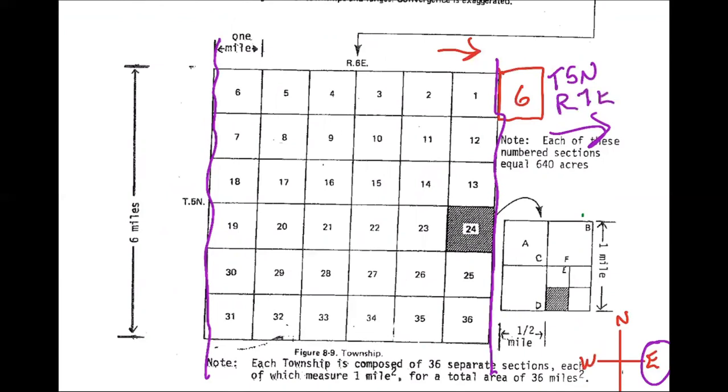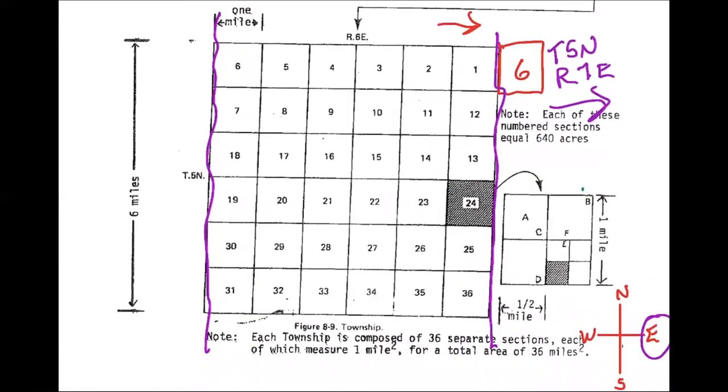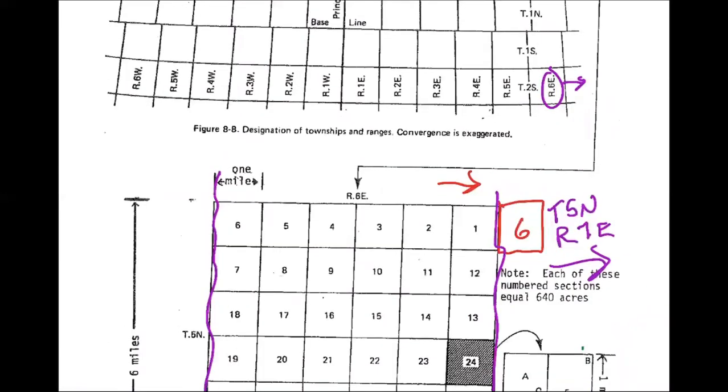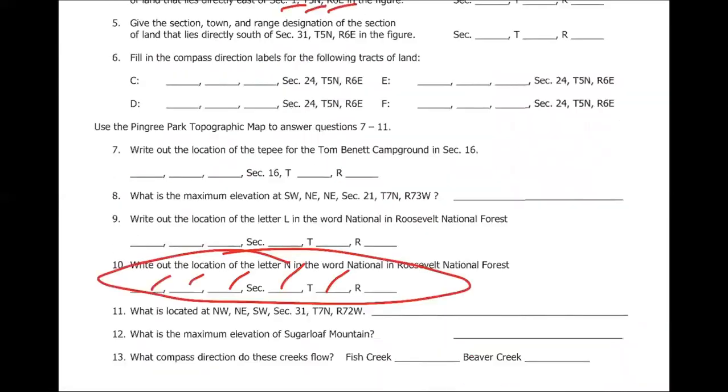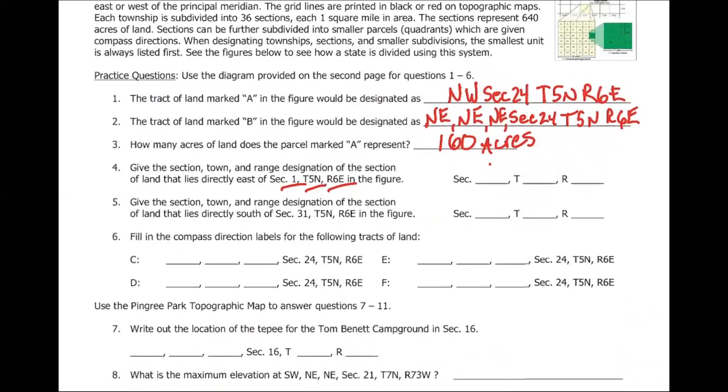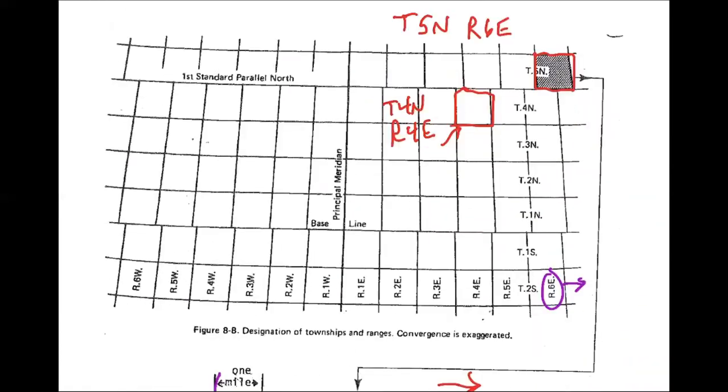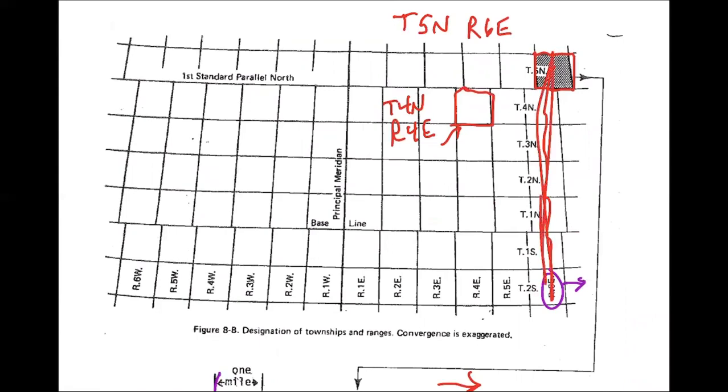So that's the answer I'm going to take up and put in the box. If that is weird, try to go back and watch that part again and see if it makes more sense. We're going to do more questions like that, but I'm going to take my answer and put it here as section 6. We're still in 5N, but we went to R7E because we went outside of range 6, which is this one.